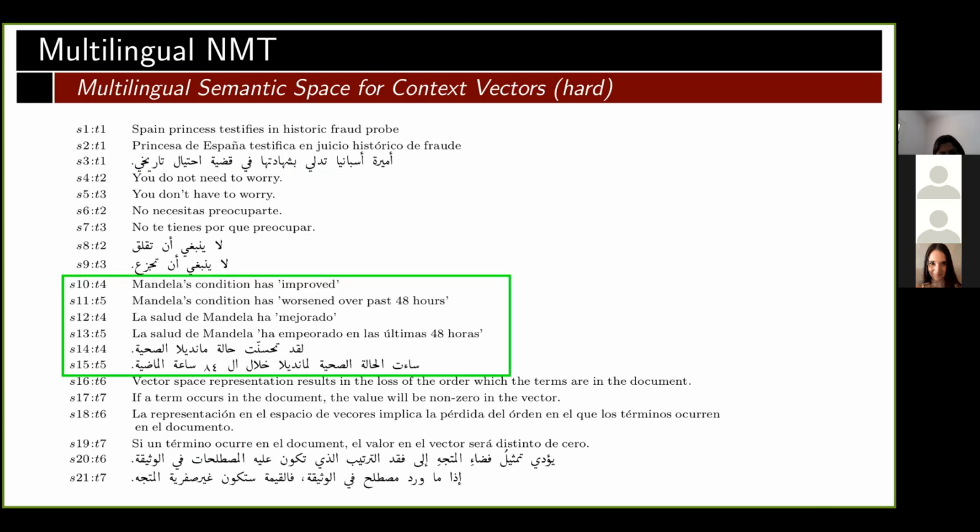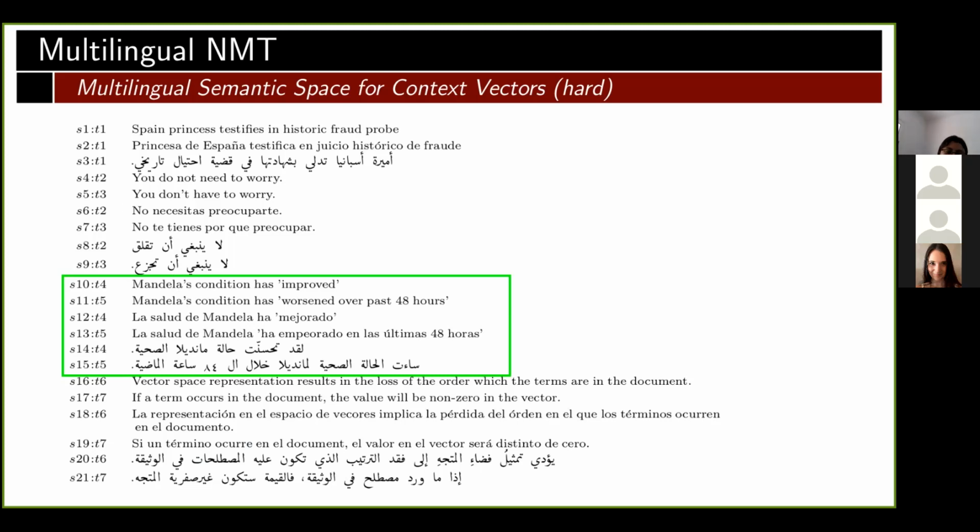More examples. The next 2 triplets here are similar to the previous one, but in this case, the similarity between the sentences is lower. So we still have 3 sentences, 1 per language, but if you look at the English example, one of the sentences is "Mandela's condition has improved," and the other sentence is "Mandela's condition has worsened over the past 48 hours." So sentences are similar, but the meaning is not exactly the same.